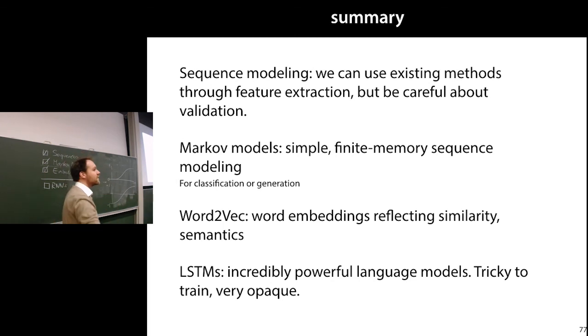So, summary, what did we talk about today? We talked about sequence modeling, some things you need to think about. Markov models, very useful models for modeling sequences. Word2Vec, useful model for modeling words. And finally, LSTMs, very powerful, slightly magical ways to really, really model language.